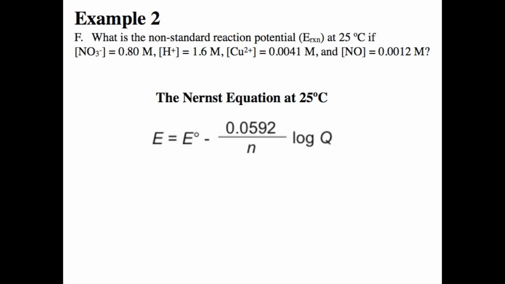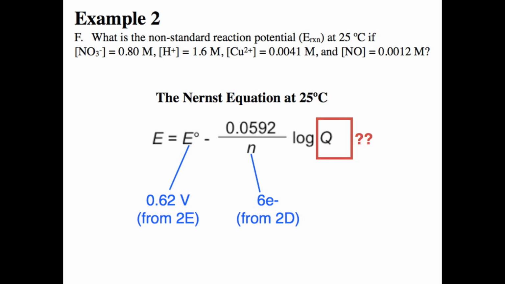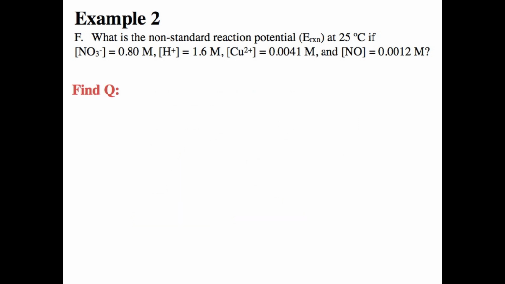We know the value of standard reaction potential from problem 2E, which is 0.62 volts, and we know the value of N from problem 2D, which is 6 electrons. The only term we don't know is the reaction quotient. So our first step is to find the value of the reaction quotient.